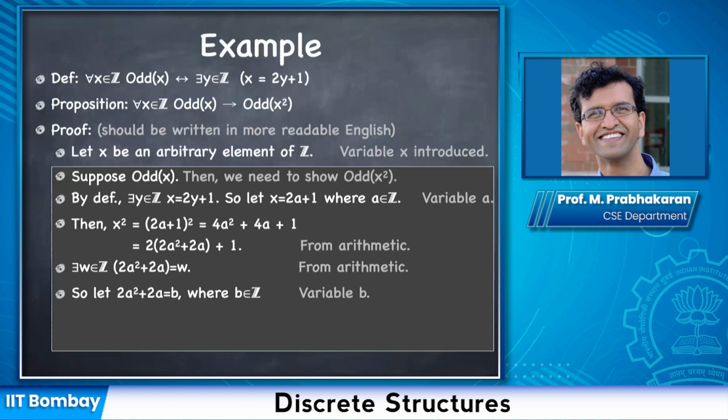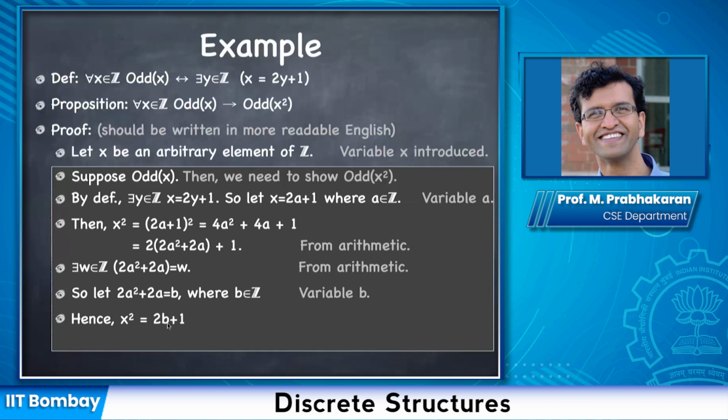So I'm going to then pick that integer. So I'm allowed to define a variable. This is the variable b in Z such that 2a squared plus 2a equals b. I know such a b exists from the proposition before that. And now I can write propositions in terms of this variable as well. So what do I have? I have b equals 2a squared plus 2a, and x squared equals 2 times 2a squared plus 2a, plus 1. Together, they imply x squared equals 2b plus 1.